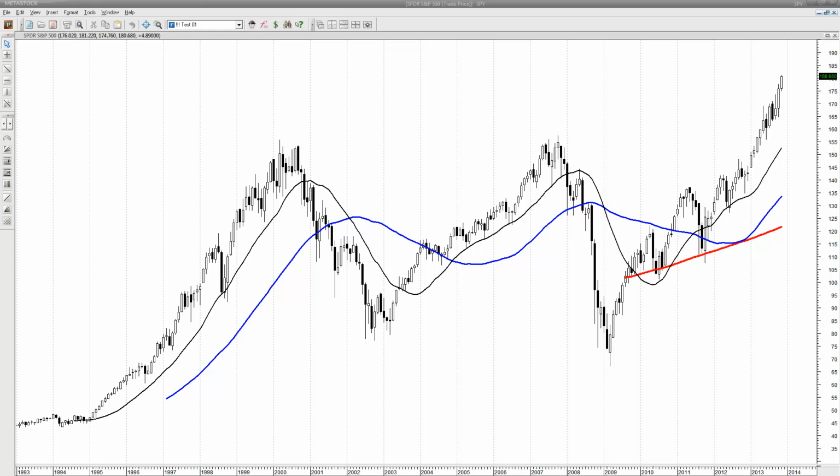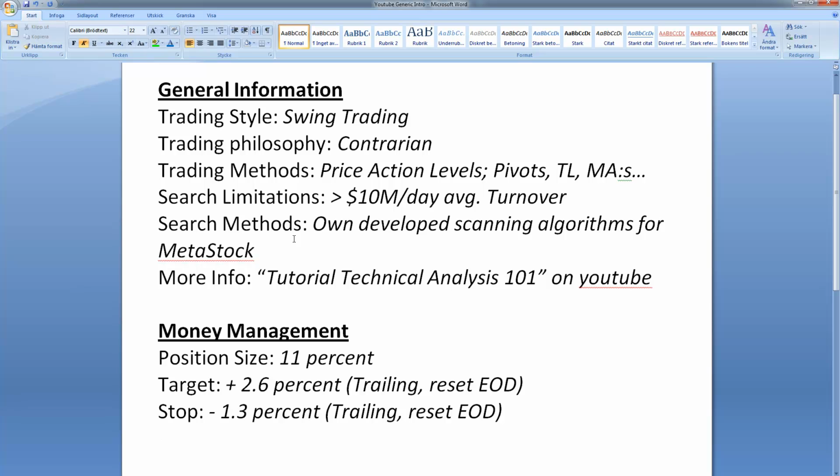Today I'm preparing the European markets before the opening of the 27th of November 2013. Just check the brief outline about how I operate.